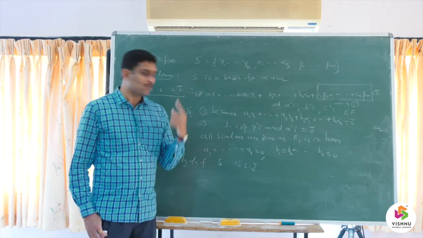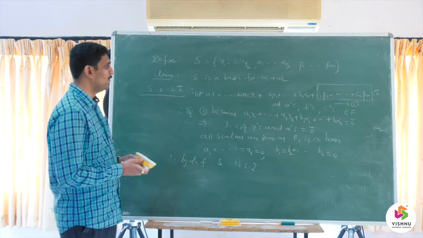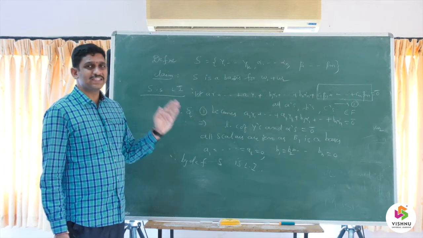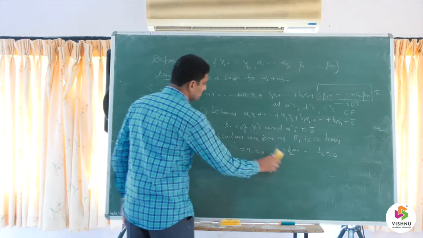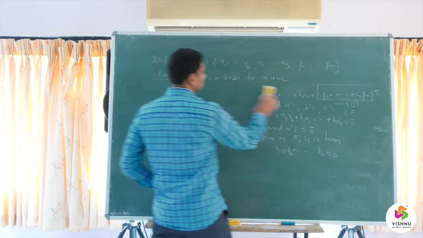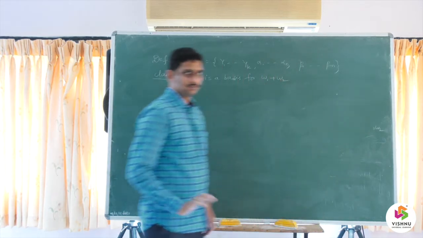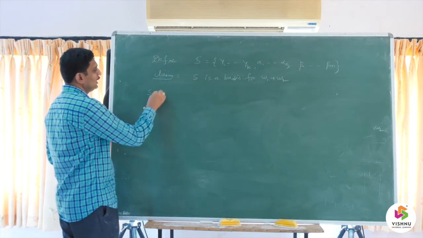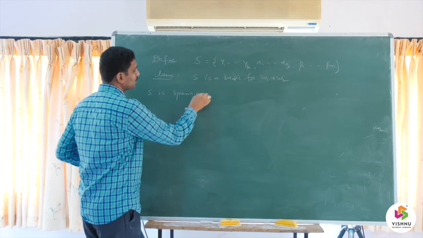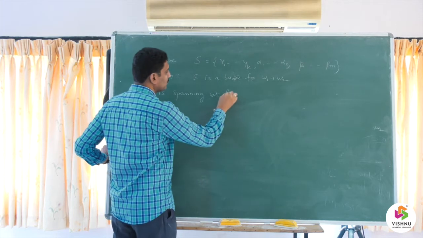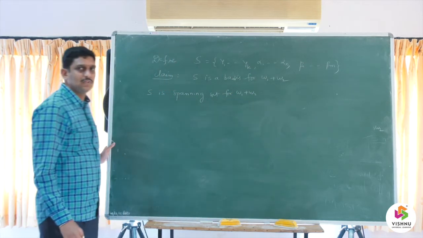Now we have one more part remained. We have to show that S is a basis of W1 plus W2. So we need to put the second condition, that is S is a spanning set for W1 plus W2, that we need to show. So S is a spanning set for W1 plus W2. This I want to prove.